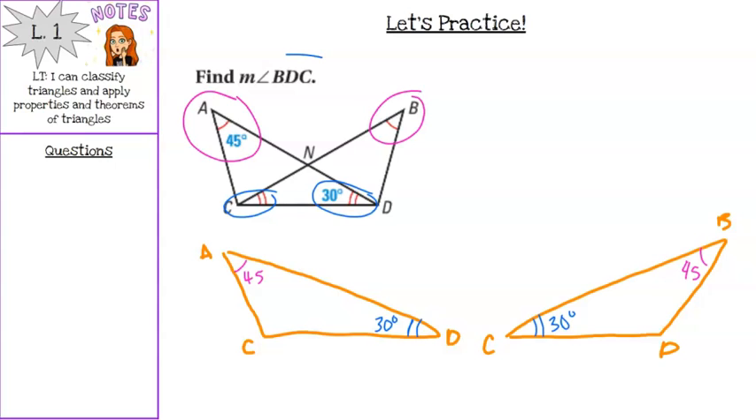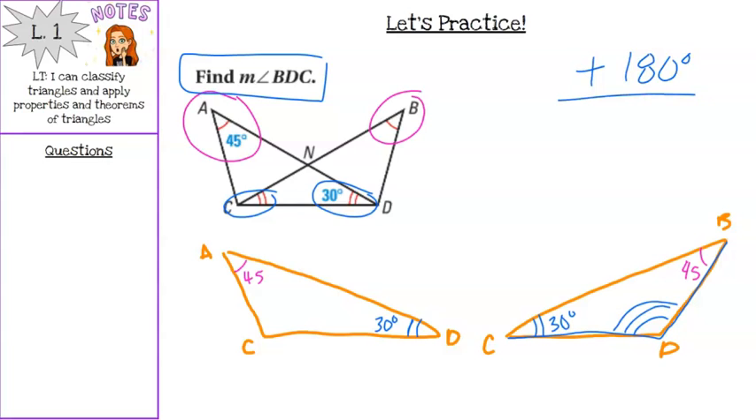Meaning that I can now find the measure of angle BDC. The measure of angle BDC would be this angle right here. I know that the three angles of a triangle add to 180 degrees. So with that information, please find the measure of angle BDC and type that in Edpuzzle.